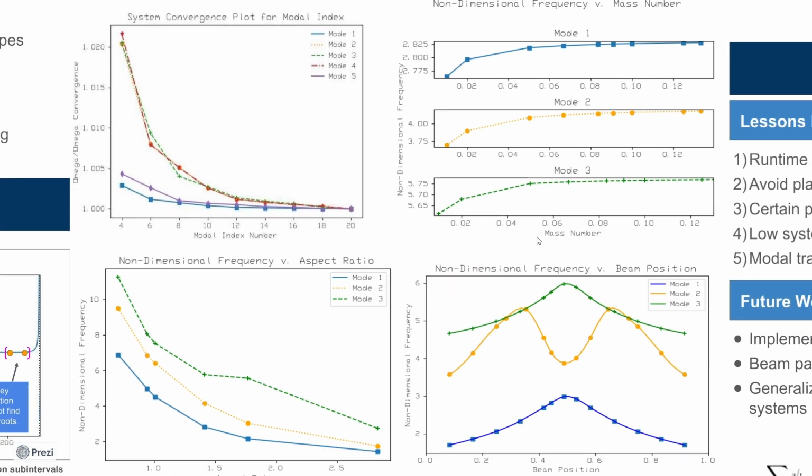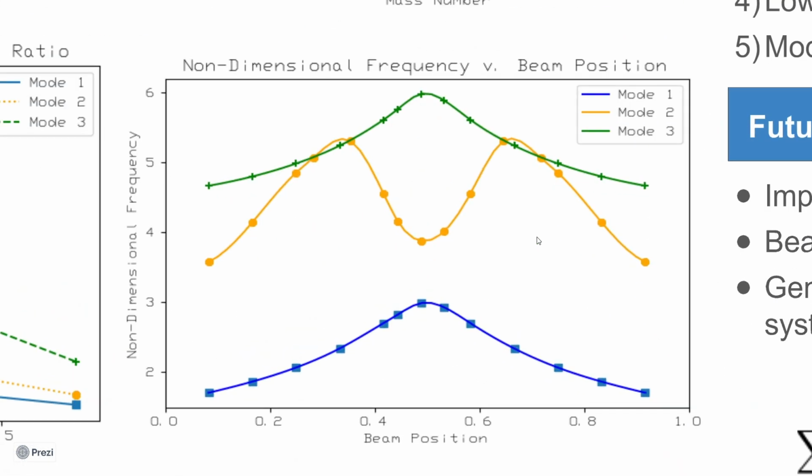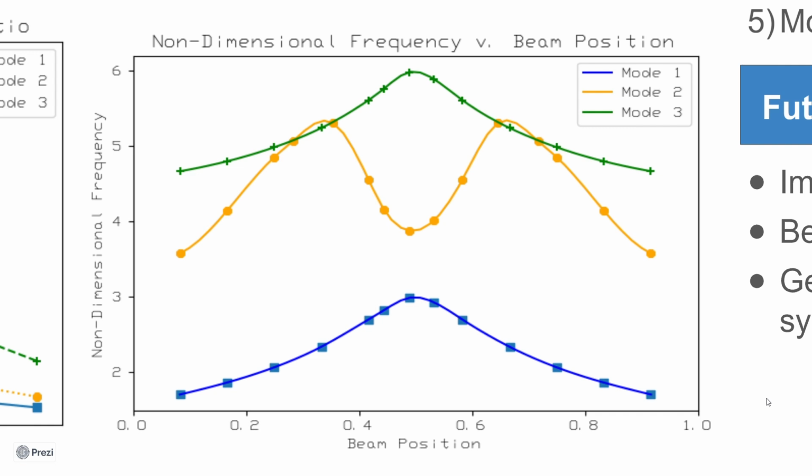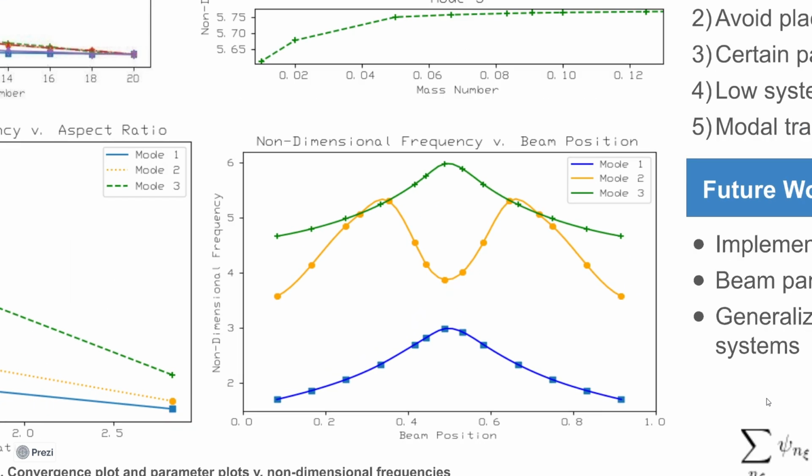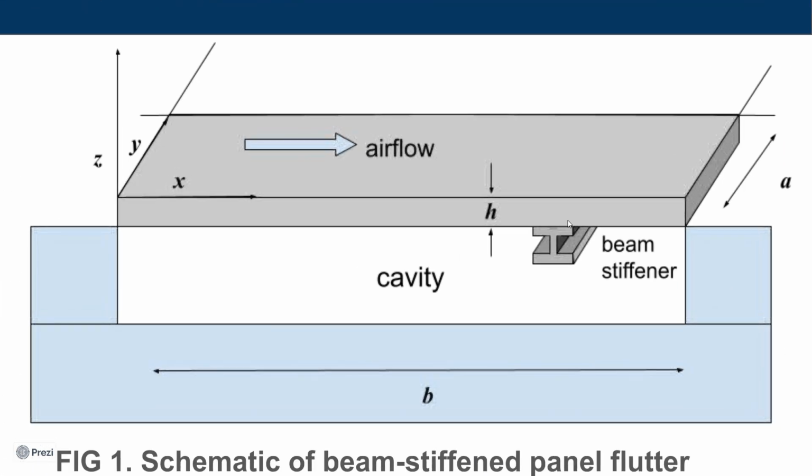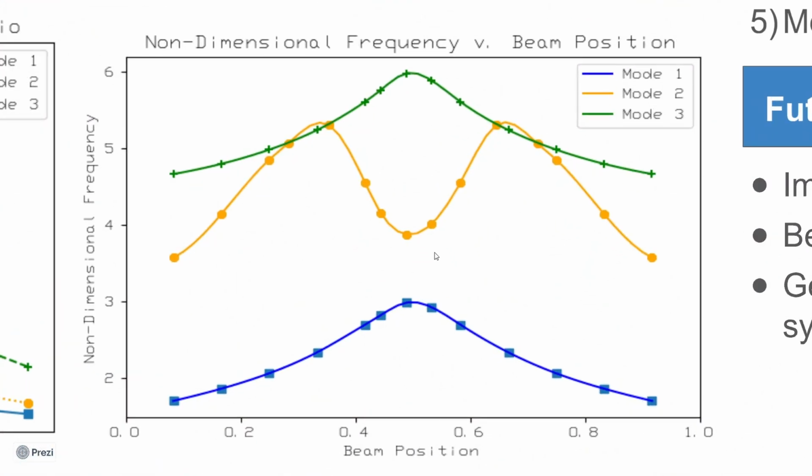Out of these 4 plots, I would only like to talk about one to save time. Here, I have a plot showing, for a sample system, the non-dimensional frequency of the system's first 3 modes with respect to beam position. By beam position, I mean where along the length of the plate is the beam located. As we can see, for the first and third natural frequencies, the maximum frequency occurs when the beam is located halfway across the plate's span.